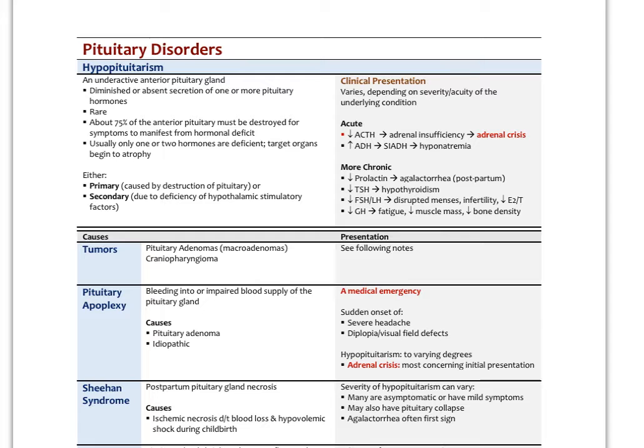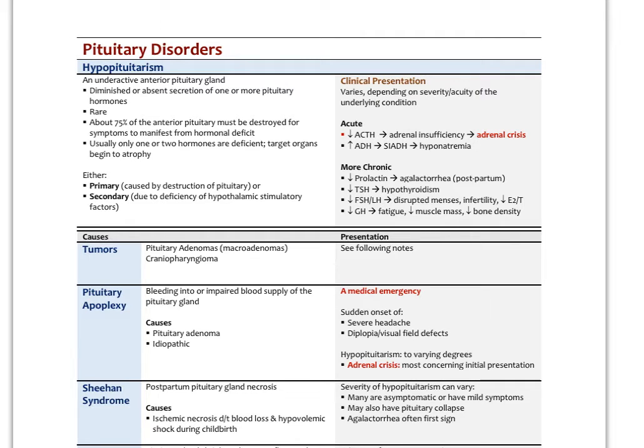So let's look first at hypopituitarism. Again, this is a lot less common than hyperpituitarism. This will be an underactive pituitary gland, and we're going to focus primarily on the anterior pituitary, although you can have it, of course, with the posterior. So this would be diminished or absent secretion of one or more pituitary hormones.